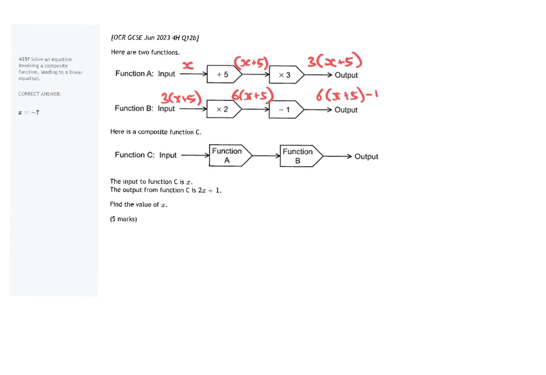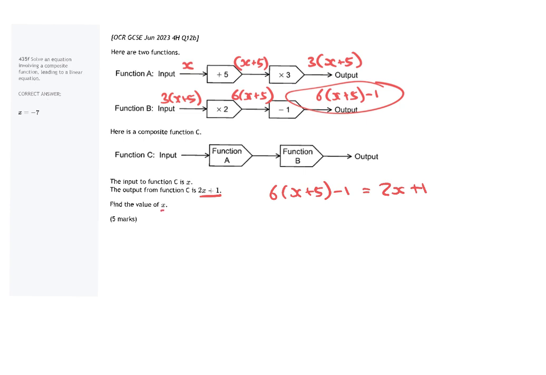Now the question says that the output from C is 2x plus 1. So that must equal my output here. So I can write down that 6(x plus 5) minus 1 must equal 2x plus 1. It comes from the information they give me in the question. Now I have an equation with one unknown, and I can solve that for my value of x, which is what the question asks for.